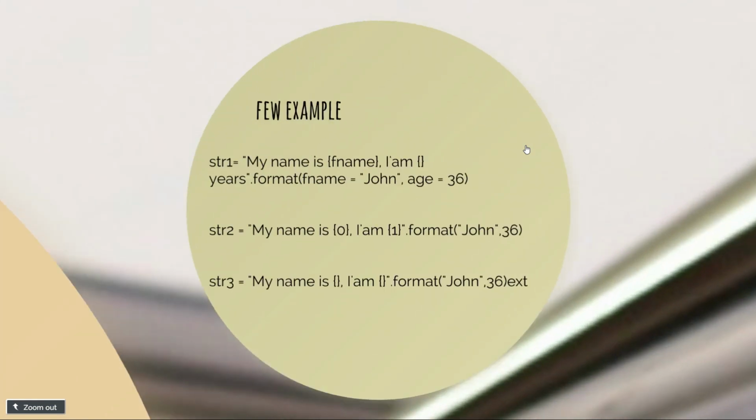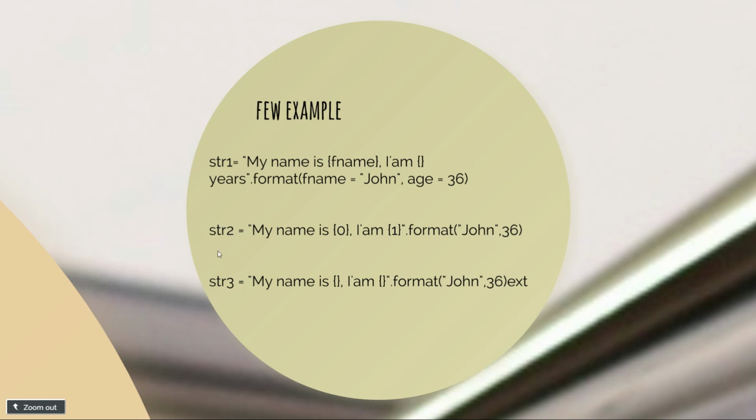Here's one example. I am writing the name and the age. So my name is placeholder, the variable from which it will extract the value, and it will insert the value here in this string. So my name is name, comma, I am placeholder years, and then I use dot format. Within the format, I am passing 2 variables, name is John and age is 36, something like this.